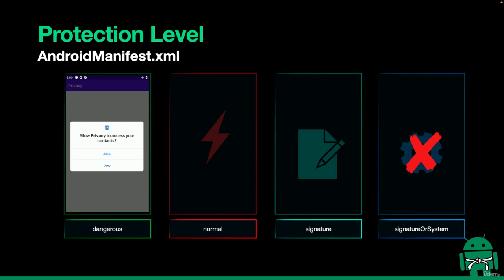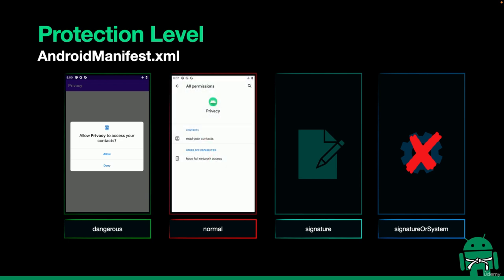But I mean, it's even better than normal, because normal simply means we are not being informed about this. So that's another protection level. For example, if we are using the internet permission, this permission is not being displayed anywhere. It's simply automatically being granted.